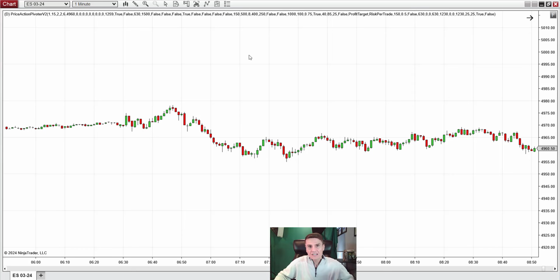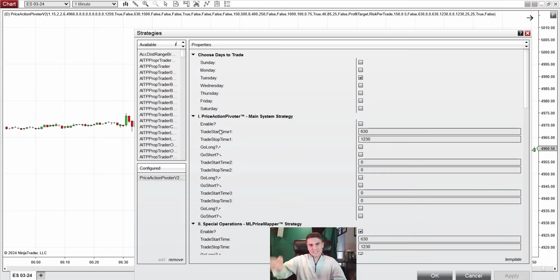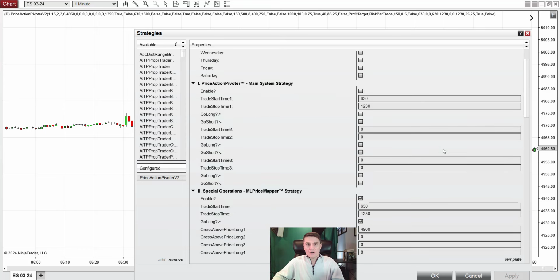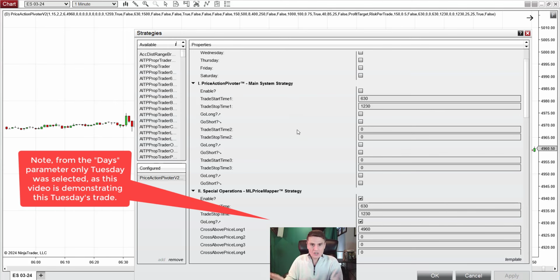So I've loaded essentially 30 days of 1 minute data on this chart. All right. So let's just do it from scratch so that somebody who gets this and downloads it and wants to use it, this is what they would look at. All right. So this part of it, main system strategy, and I had this in the original version of Price Action Pivoter. Nothing has changed there.